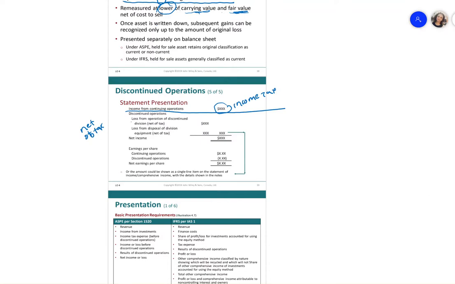Now you could have a loss or you could have an income from an operation that is discontinued. So you have a loss or an income from discontinued operation, and that has to be reported net of taxes. Net of taxes means that we pay the taxes at the top, so we do net of taxes.